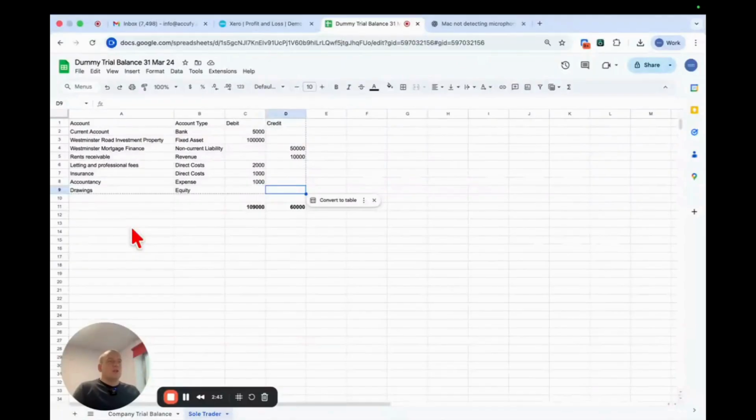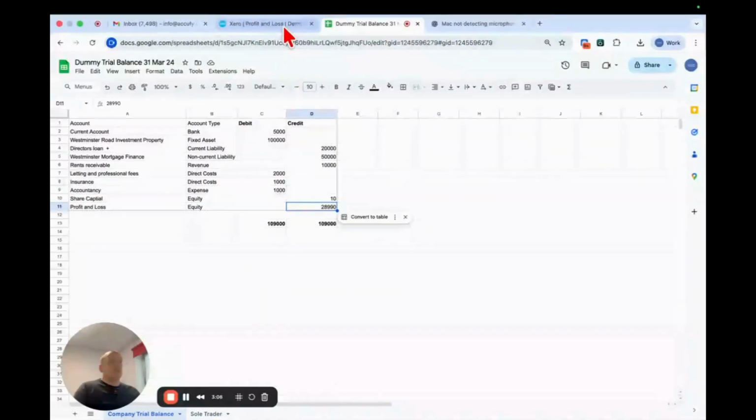So all we're going to do here is add a balancing amount to drawings to make them both add up. So if I put in 49,000 here in this case, they're both now going to add up, and that's going to enable us then to put them into Xero. So what we'll do now is we'll flick over to Xero. We'll start off with the company example, and we'll put it into Xero.